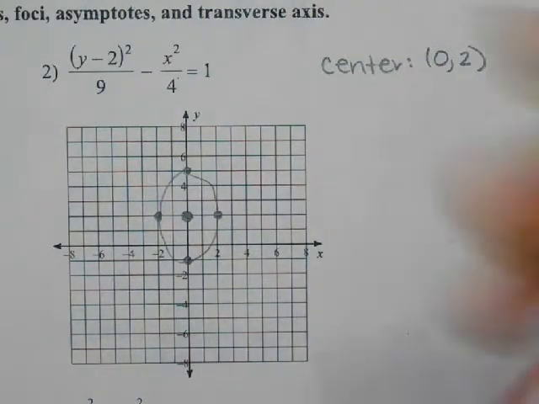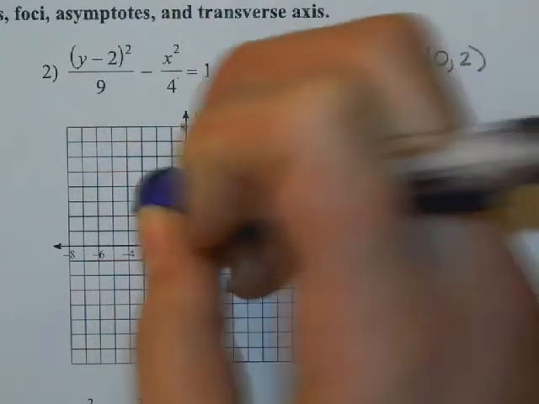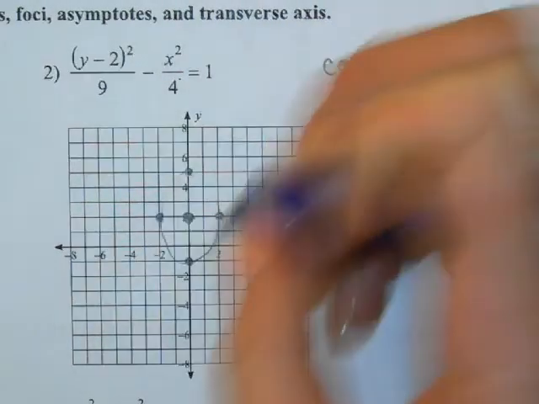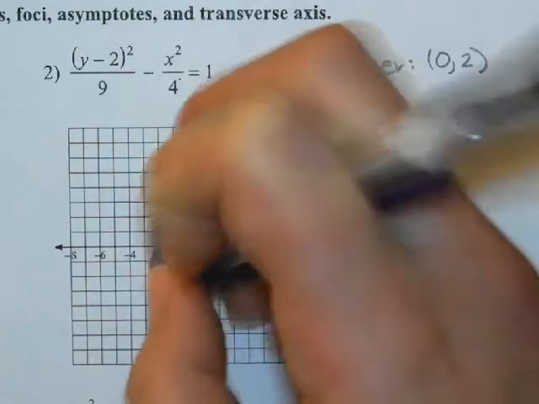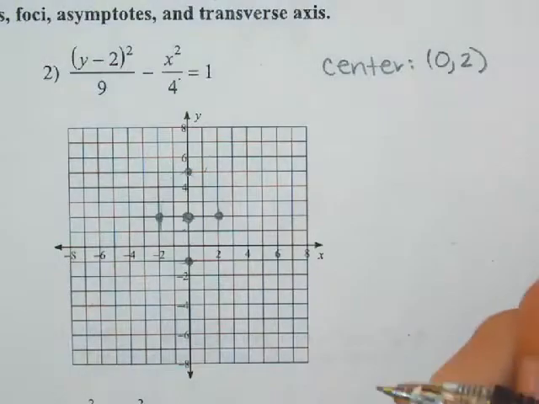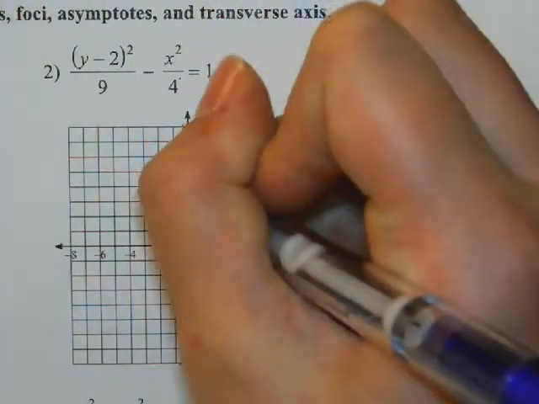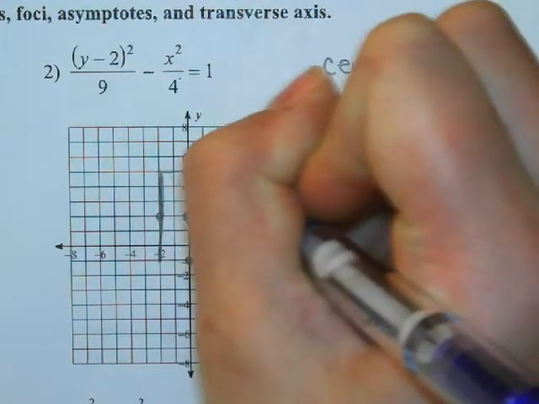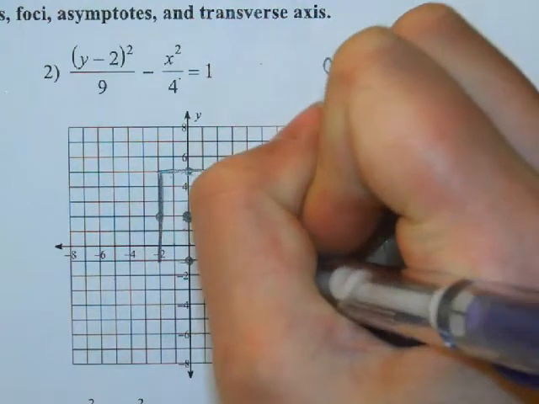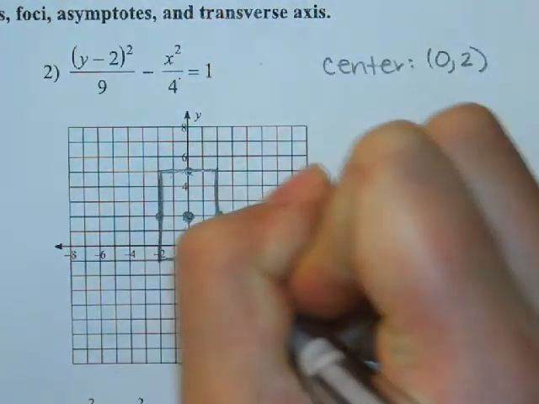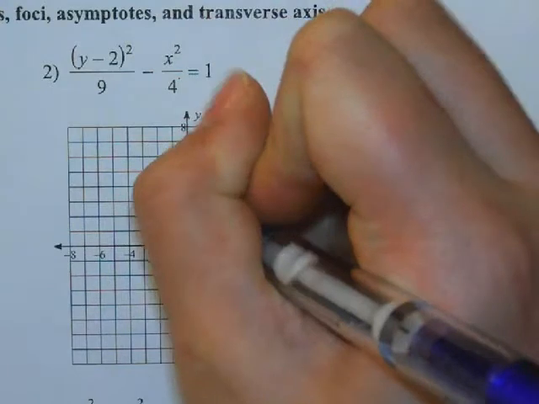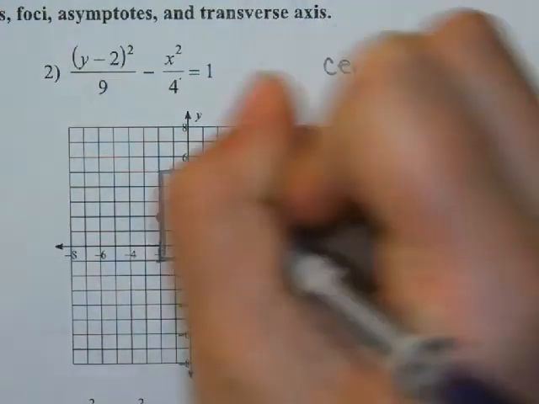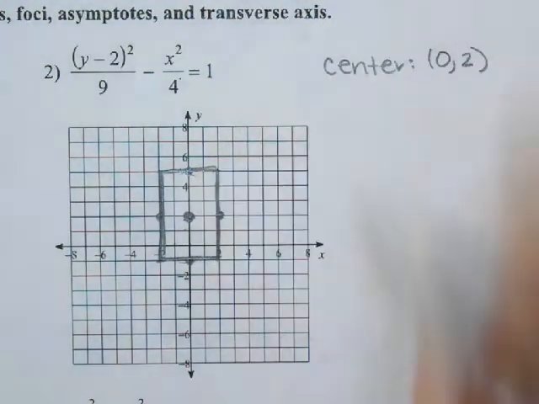And now we draw our ellipse. No. Okay, what do we do? Draw the box. Draw the rectangle, draw the box. Okay. And then we got to draw the asymptotes.